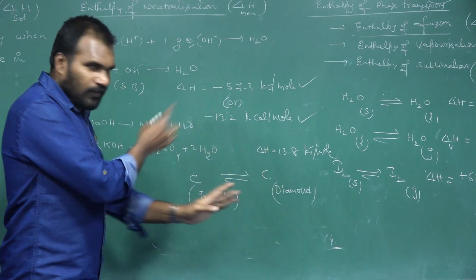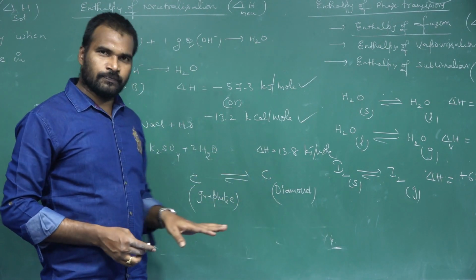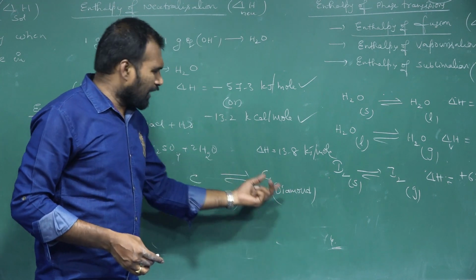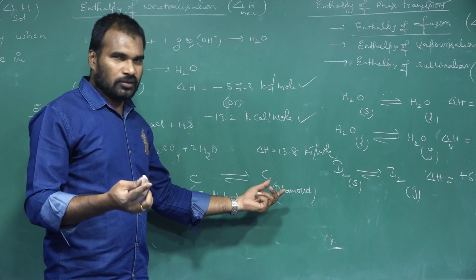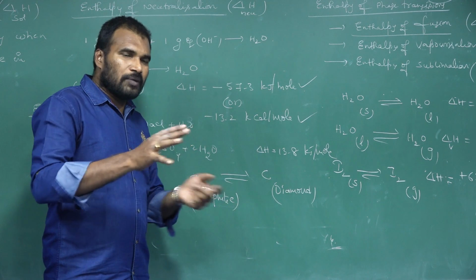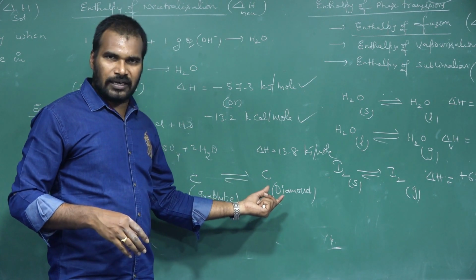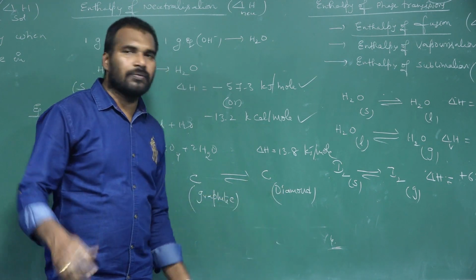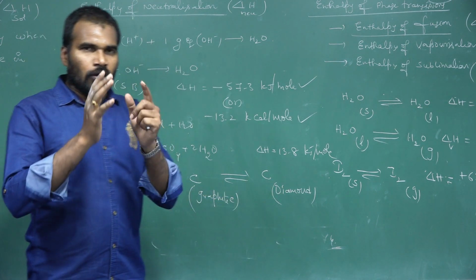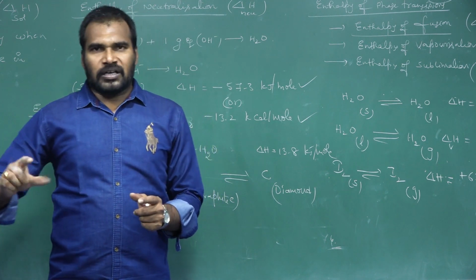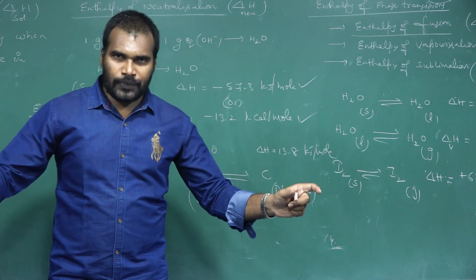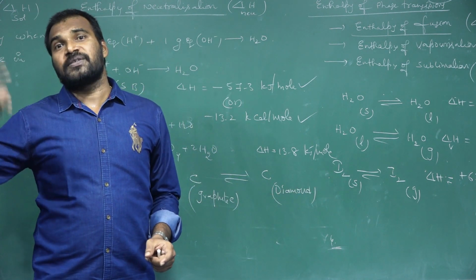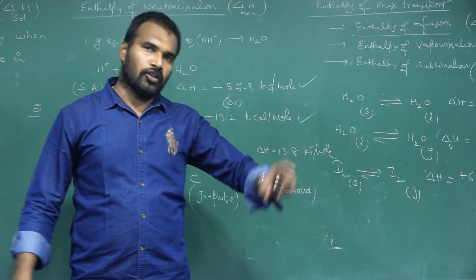Suppose you take the reverse, diamond to graphite. Generally diamonds are stronger compared to graphite. To break those bonds, initially they need energy, but after some time more energy is released, so the net resultant value will be negative. Whenever you compare two products, one exothermic and one endothermic, the exothermic product is always more stable compared to the endothermic product.